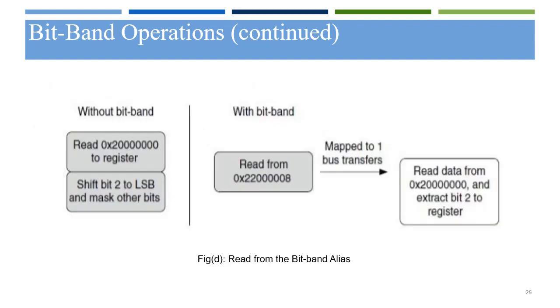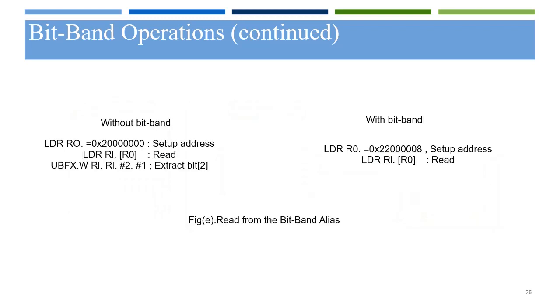This figure shows read from the bitband alias. Again, it has been differentiated between without bitband and with bitband. So here this shows the assembler sequence for read from the bitband alias with and without bitband. Without bitband, the steps are first you need to set up the address, then read the data, and extract the bit, that is bit 2. With bitband, you just need to set up the address, then read that bit.